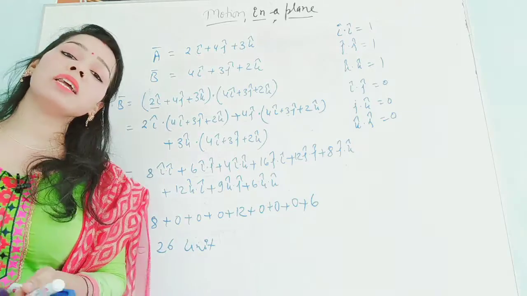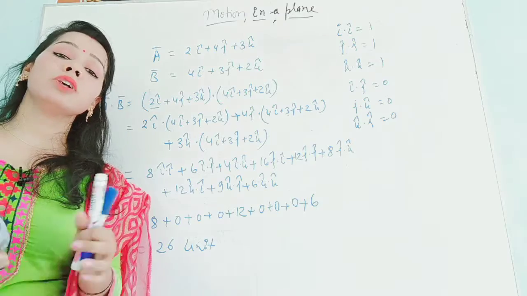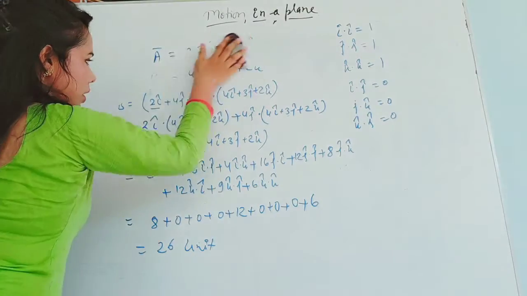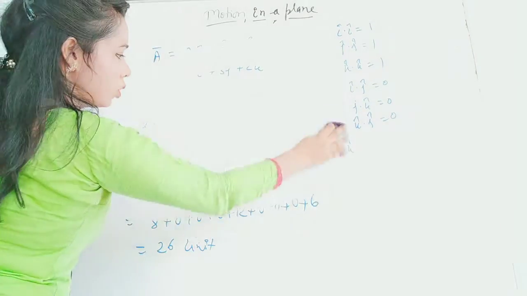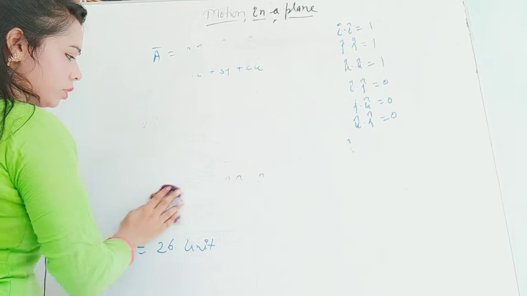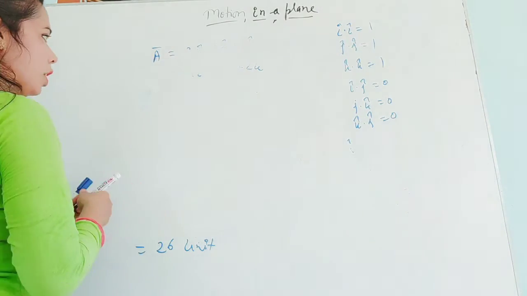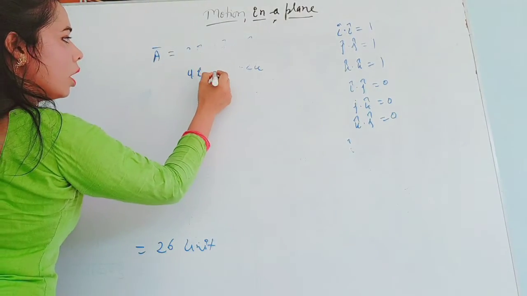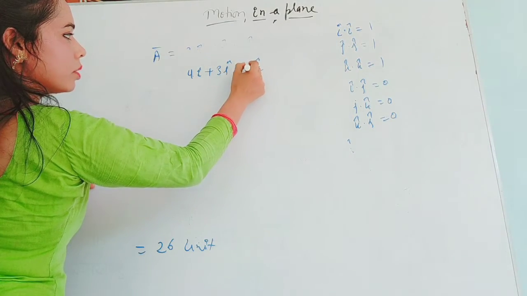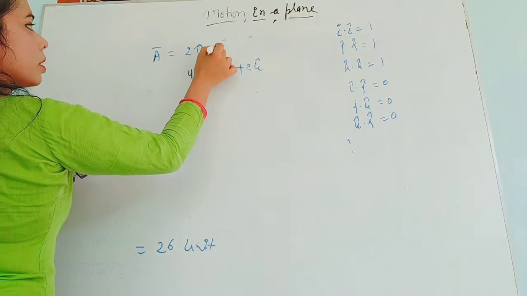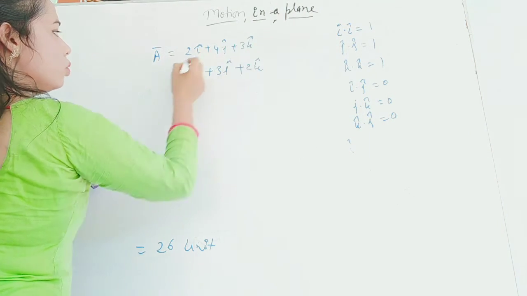One more example I'll take, and I'll explain the shortcut method to find the answer. That's very easy. Let me explain. I'm taking the same question, and I'll show the shortcut way of solving it. You will get the same value, 26 units, by the shortcut method also. I plus 3j plus 2k was there, and this one is 2i plus 4j plus 3k.